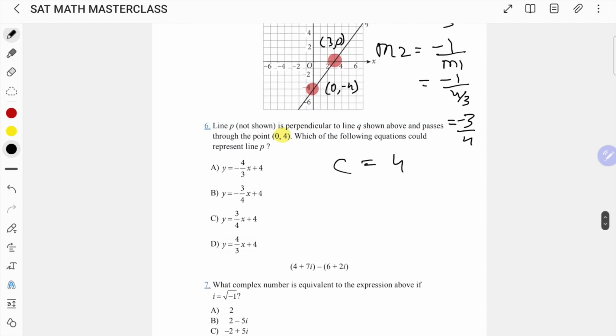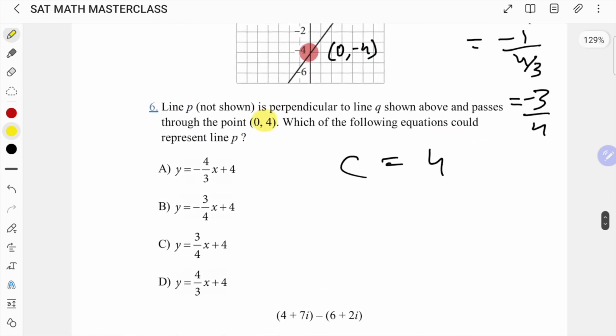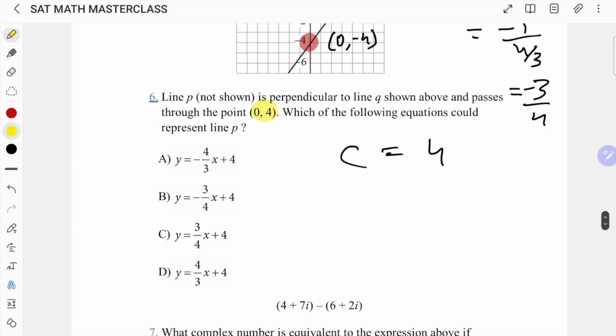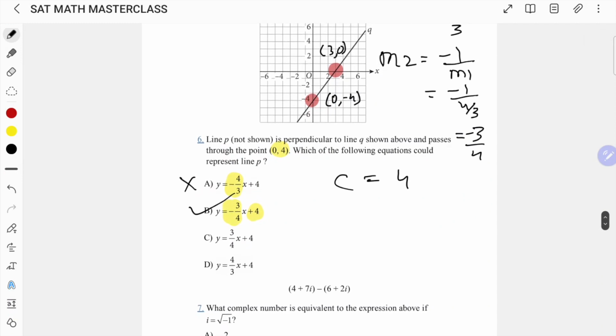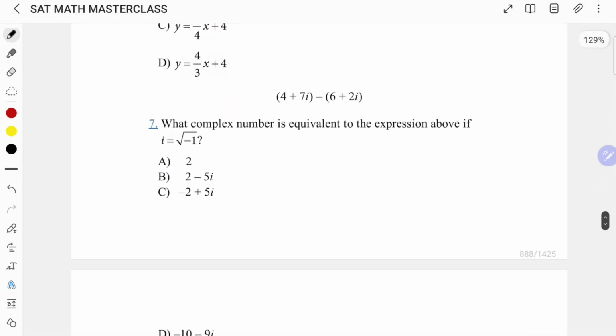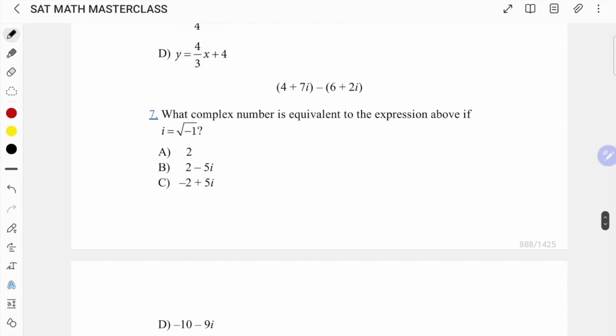Let's look at the slope in the options given below. Here the slope is given as minus 4 divided by 3, which is incorrect, so we mark it as wrong. In the second option we have minus 3 divided by 4 and the constant as 4, so we don't need to look at the other options. This is the correct answer, so the correct answer will be option B, y equals minus 3 divided by 4 x plus 4.